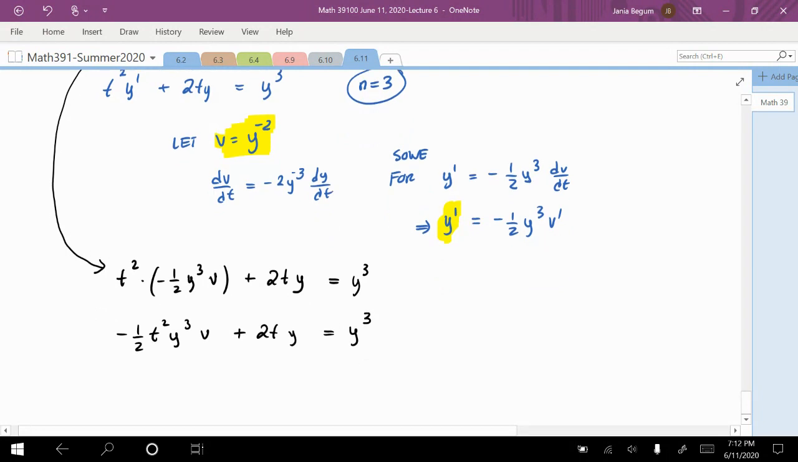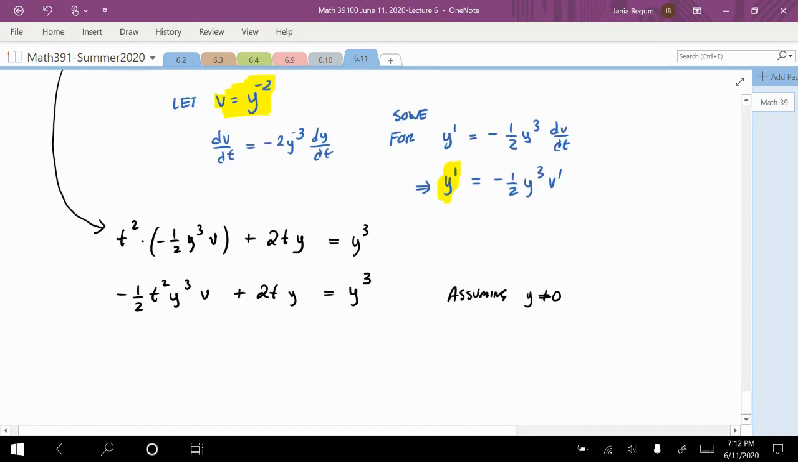Now let's see, what can we do? Let's assume y is not 0. So assuming y is not 0, I can divide both sides by y to the third power. That will give me the following: negative 1/2 t squared v prime plus, if I divide by y to the third, 2t y to the negative 2 is equal to, on the right side, just 1, because y to the third over y to the third is 1. Now we're going to make another substitution. What is this equal to?